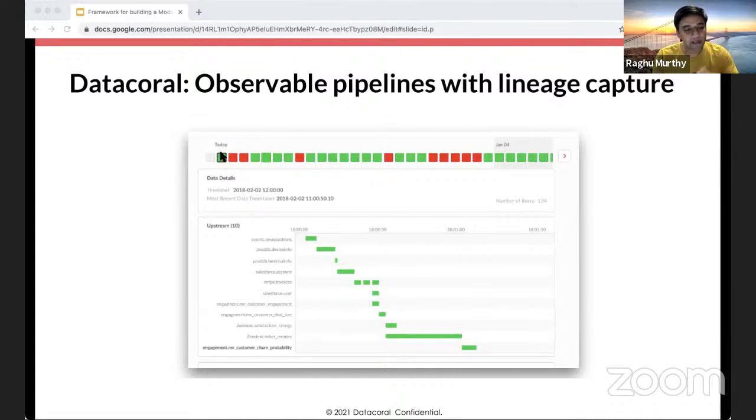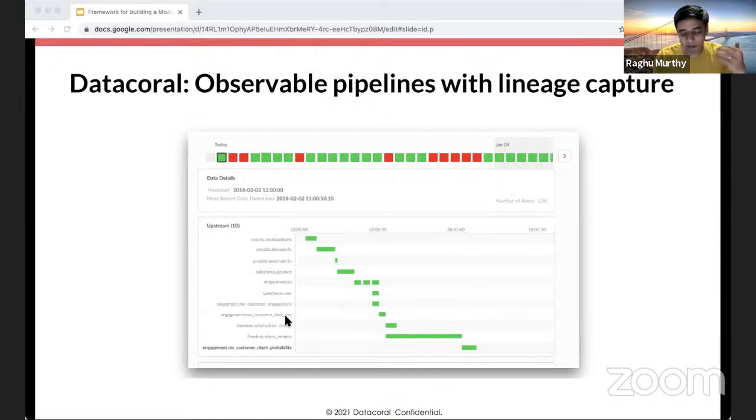Now every little box that you see here is a micro batch that came in from a source, or was a micro batch that got applied to a particular destination table because that was a transformation. Because our orchestration is completely data driven, what you see here is what is upstream. This is a view for a particular table, a materialized view called customer churn probability.